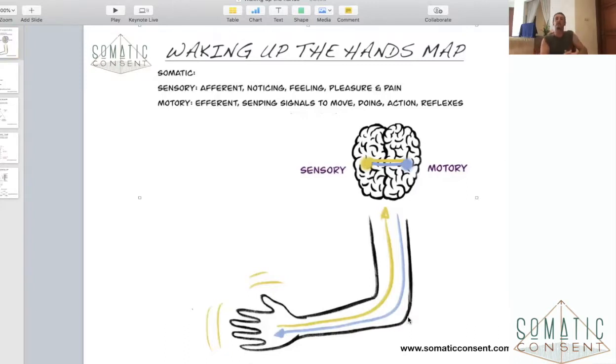The motor division sends signals from the brain into our hand and into our skin and literally moves our hand, moving our arm. So the dynamics of action, doing an action, the motor, and experiencing something is what we want to play with. That is what the entire dynamic of the 64-day waking up the hands challenge is. And as it's here in that picture, I would like to show you how we start with that.